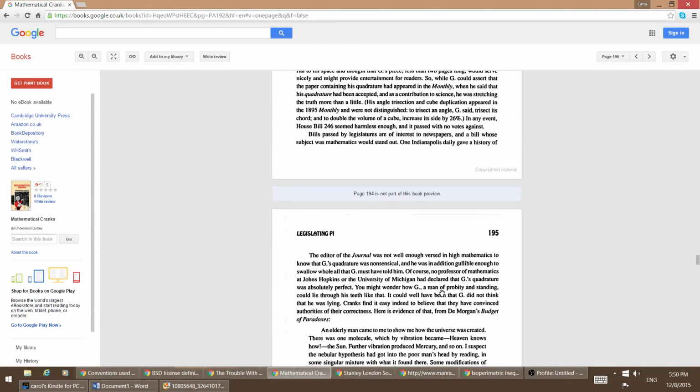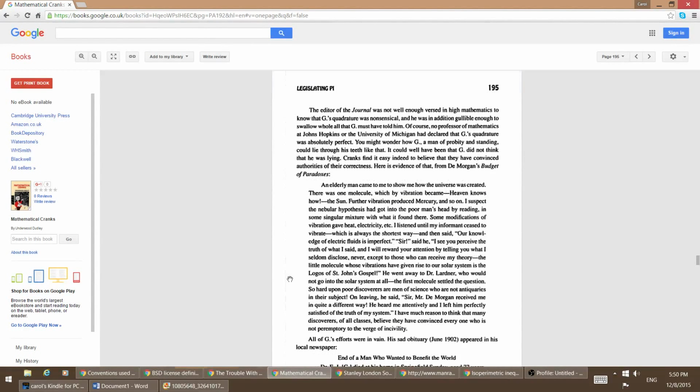You might wonder how G, a man of probity and standing, could lie through his teeth like that. It could well have been that G did not think he was lying. Cranks find it easy indeed to believe that they have convinced authorities of their correctness. Here is evidence of that from De Morgan's Budget of Paradoxes.